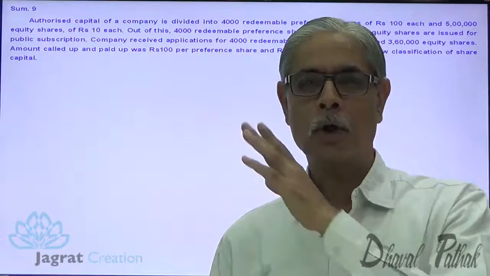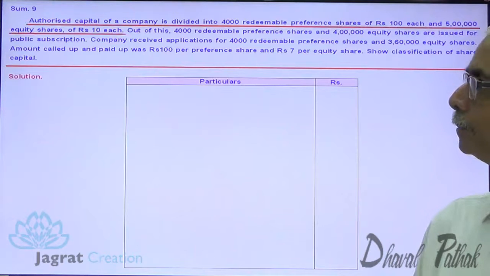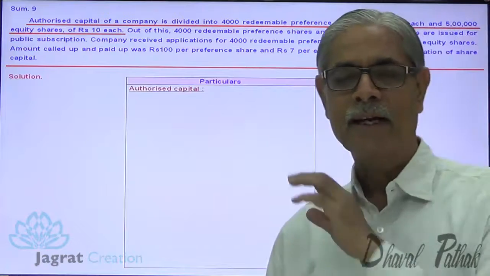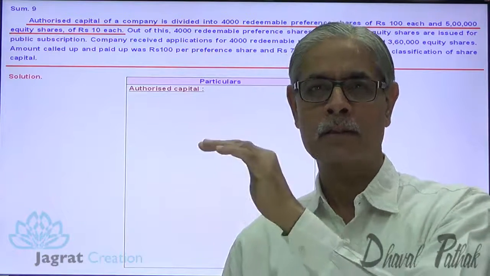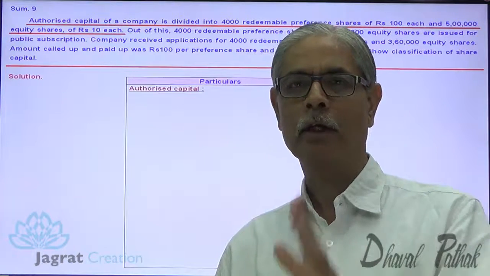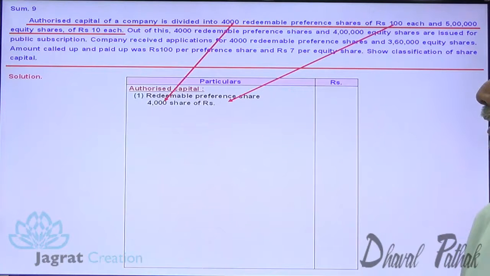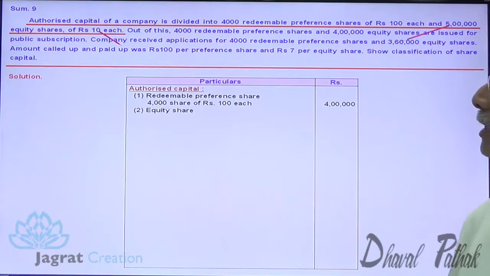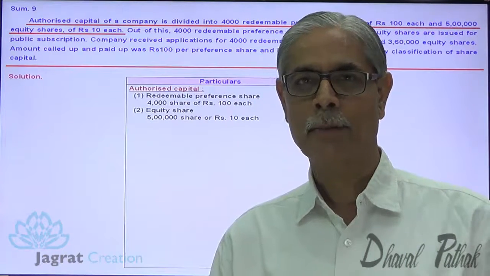Now I want to demonstrate the classification of share capital. First I will write down authorized share capital. Authorized share capital means the company is authorized to issue a maximum number of shares to the public, and it is always prescribed in the memorandum of association, that too in the capital clause. 4,000 redeemable preference shares, so redeemable preference shares 4,000 into 100 each. Authorized equity share capital 5 lakh shares of rupees 10 each, 50 lakhs. 54 lakhs is the total authorized share capital.